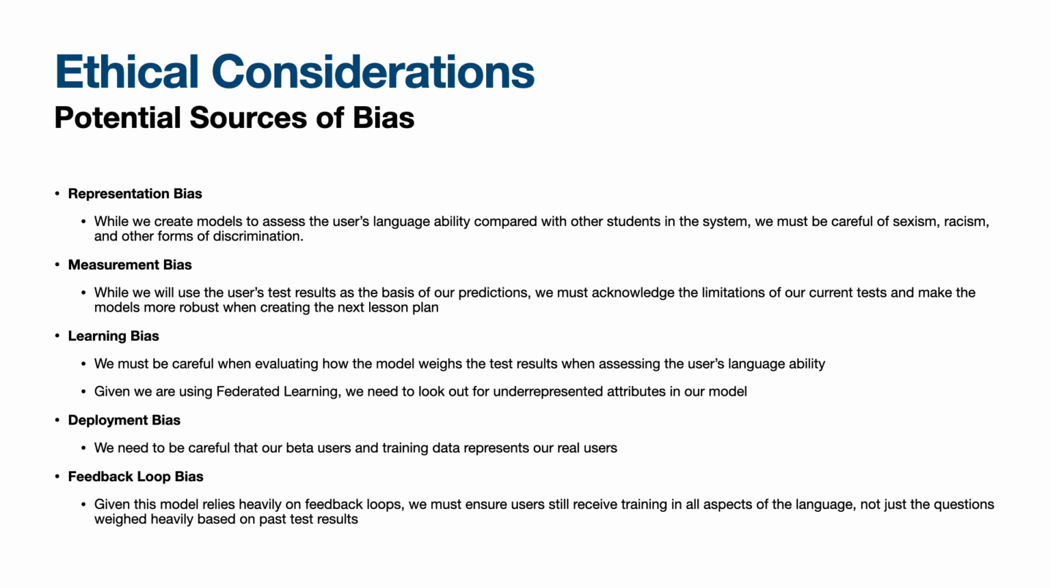And this model will be subject to feedback loop bias, and we really need to look out for that since we'll be iterating across multiple tests and multiple lesson plans. So even though we will be weighting the user's lesson plan based on their past test results, we must still program the app so that the user would receive training in all aspects of Mandarin Chinese, not just the specific parts of the lessons that they need improvement on.